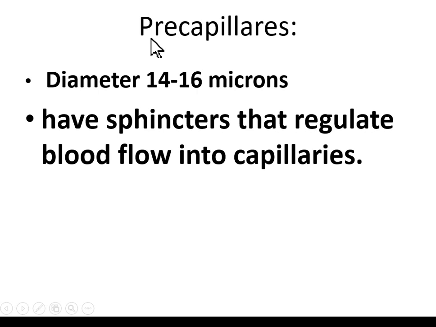Precapillaries. Structure characteristic of the precapillaries. Precapillaries have a diameter from 14 to 16 microns. They have sphincters that regulate the blood flow into the capillaries. Precapillaries have sphincters that regulate blood flow into the capillaries. Only one direction, from the precapillaries into the capillaries.